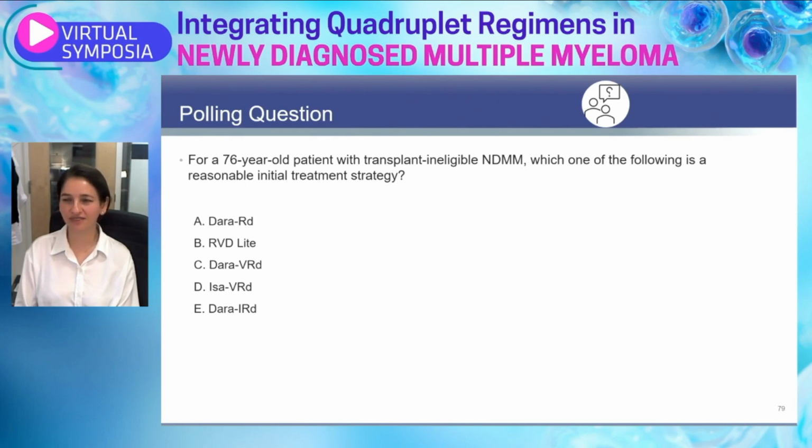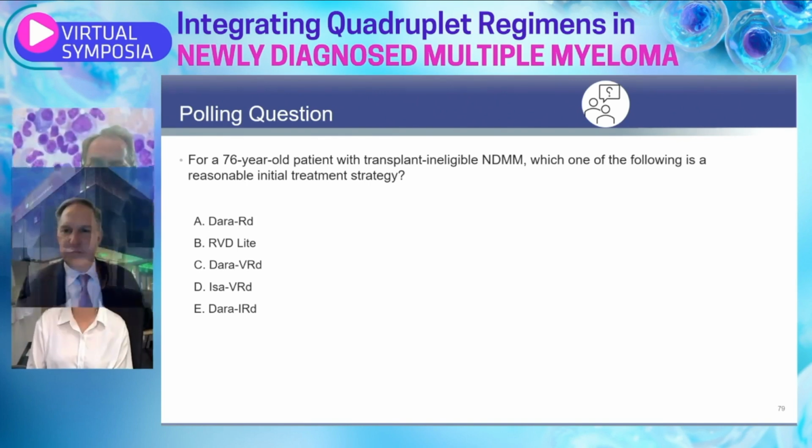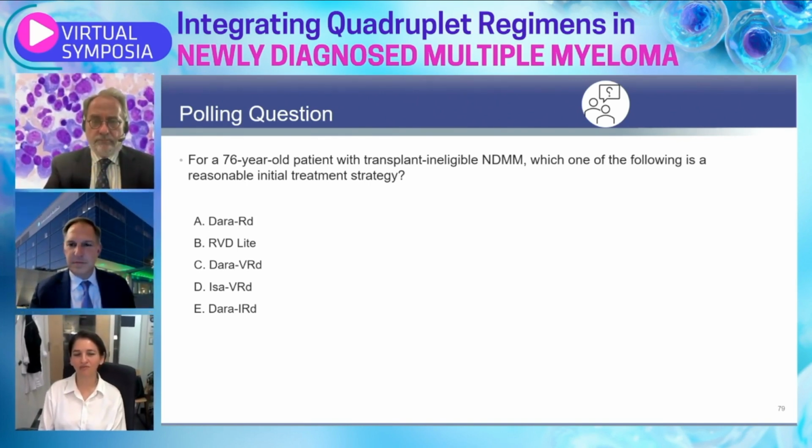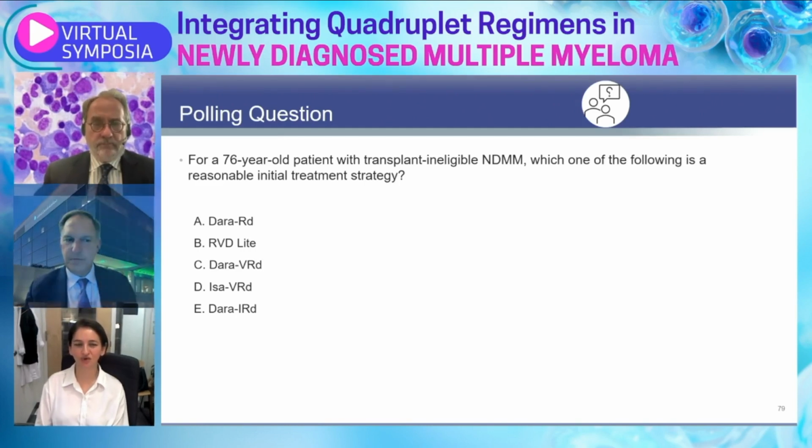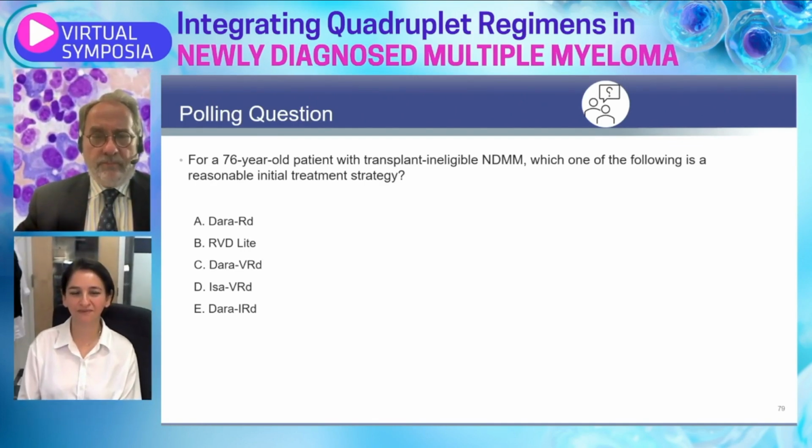Bob in first and then Pete as well. Bob, looking at this case, high-risk disease, older patient, has some renal insufficiency, but may have been because of hypercalcemia. What would you consider as your go-to regimen here?